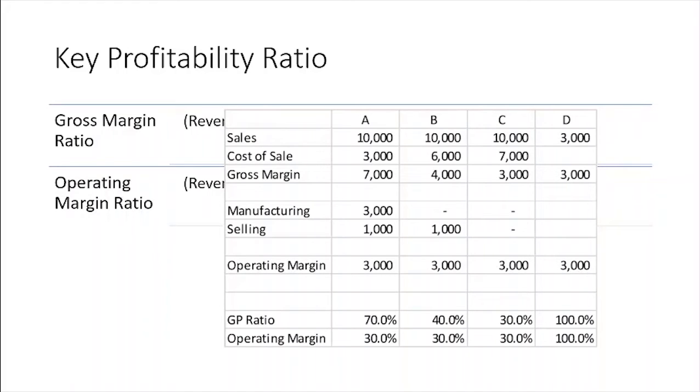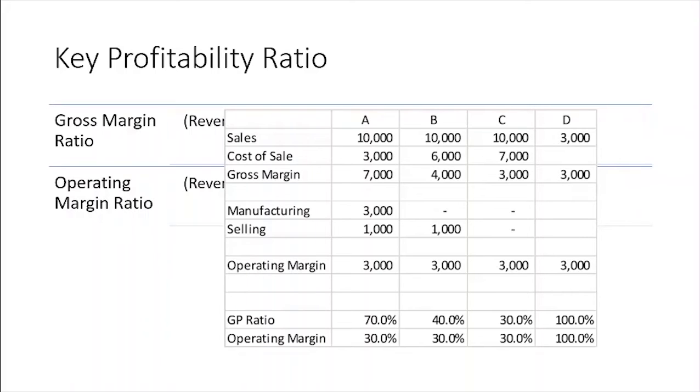same gross profit, right? Same net operating margin, 3,000 each. All of them are making the same, but the business model is different. So now you compare the gross margin ratio, the gross profit ratio.